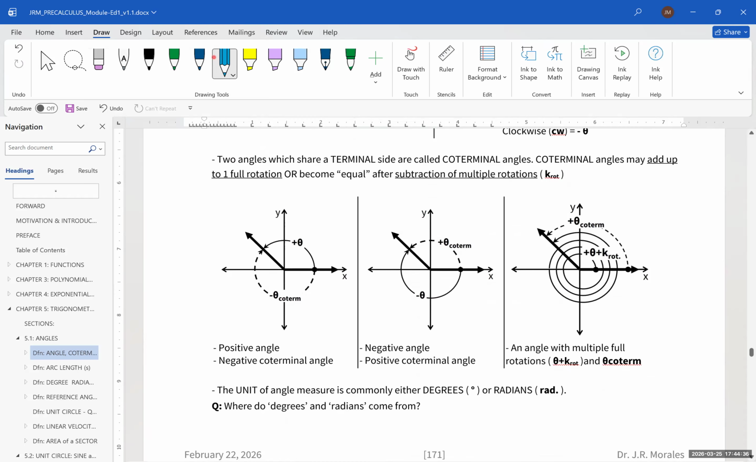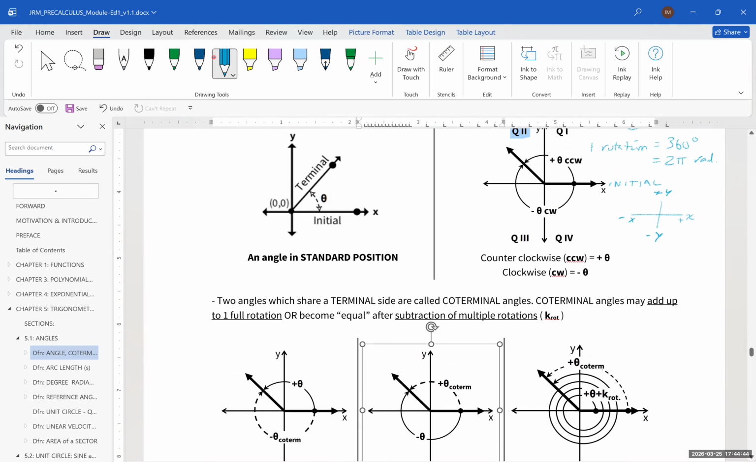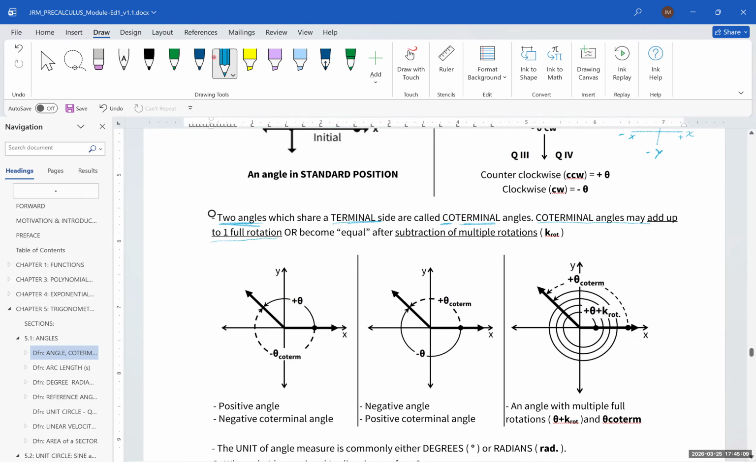We've already established that there are 2 ways you can measure an angle. It can be positive or negative. If you go both ways, then 2 angles which share a terminal side are called coterminal angles. Coterminal angles may add up to 1 full rotation or become equal after a subtraction of multiple rotations. You may not have been able to picture that from the verbal description, so let's look at a picture.